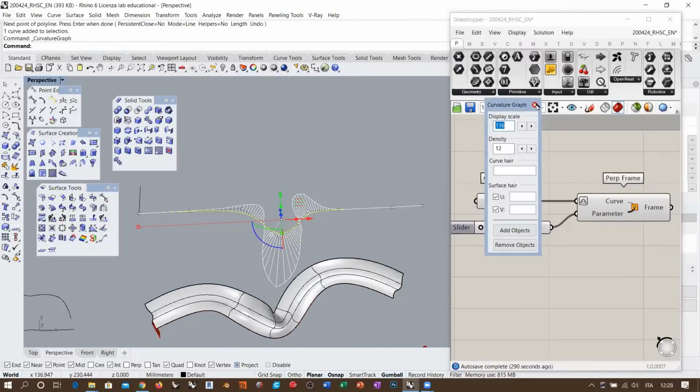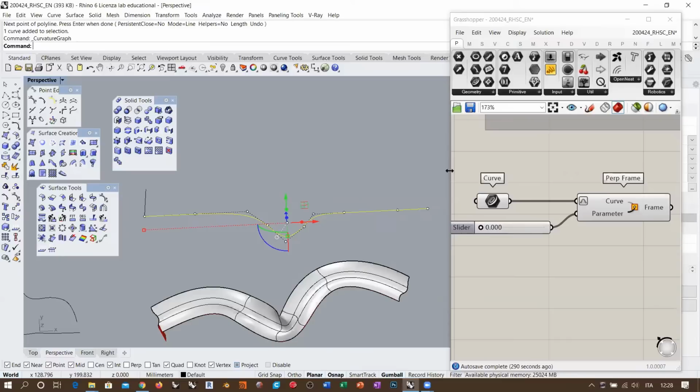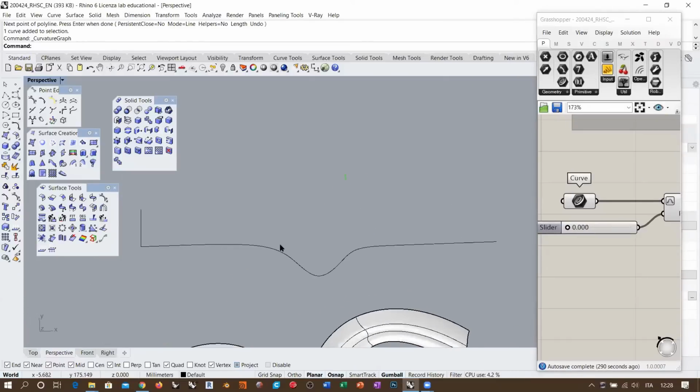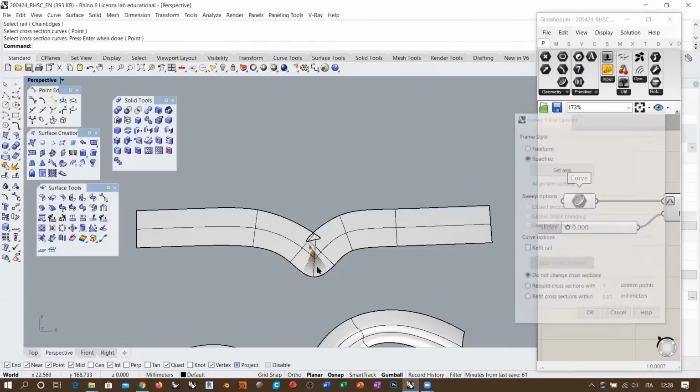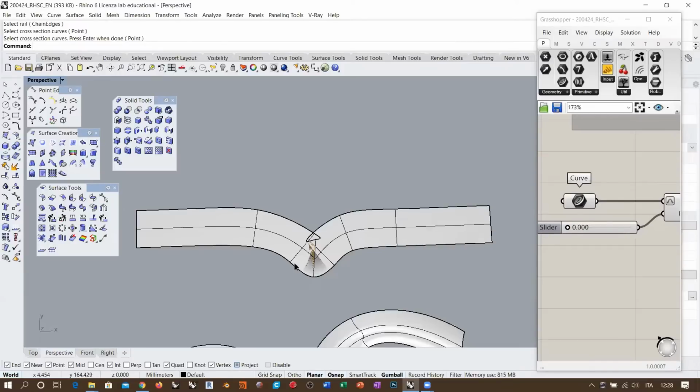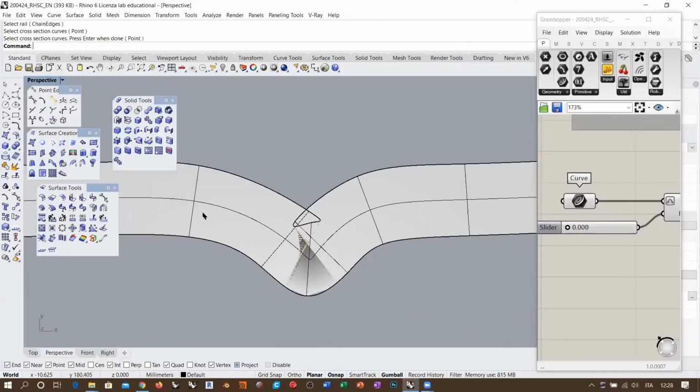Okay, what happens if I try to do this sweep one rail? What's the problem in this case? The problem is that this is the rail, this is the cross section, and in this area here, the concavity and the curvature of this rail makes this section flow. The end point connected to the rail is always connected to the rail. So it flows along the rail, but the free end point of this cross section simply follows the flowing on the curve along the rail.